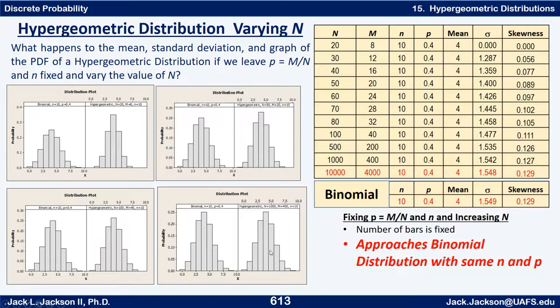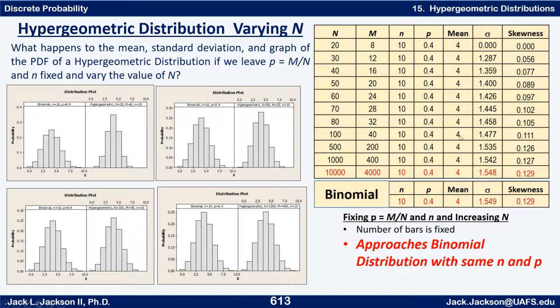Now this one is probably the most interesting one here. What if we leave the proportion of successes in the population the same, but increase the value of n? Well, if we leave the proportion at 40% or 0.4, when we increase n, the population size, we're increasing the number of successes in the population proportionally, so that it always stays 40% or 0.4 times the population size. So both n and m are going up, but in such a way that the proportion stays the same, and we're going to keep the sample size the same.